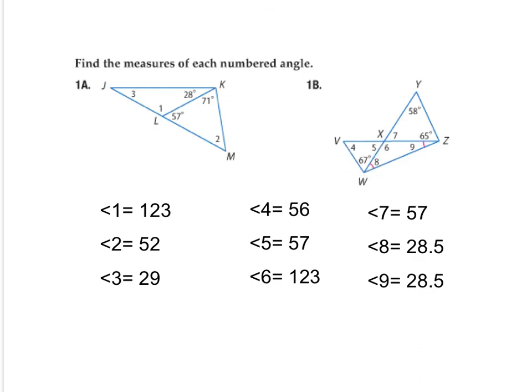And now that we have angle 6, we can get 8 and 9 because 8 and 9 are equal, and those three angles are going to add up to 180. So we know that angle 6, which is 123, plus angle 8, which we'll call x, plus angle 9, which we'll also call x because those two are equal, those three angles add up to 180. If you do the algebra, you find that x is equal to 28.5.